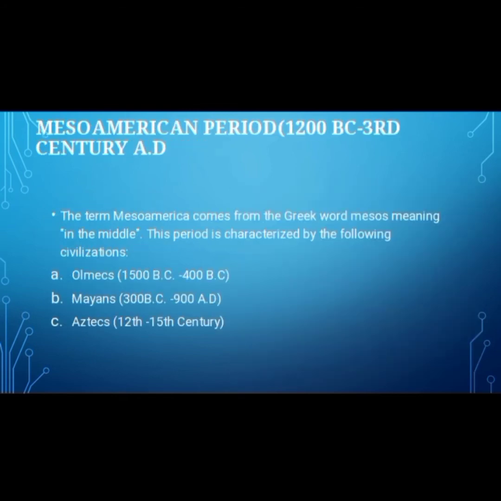The next topic is the Mesoamerican period, 1200 before Christ to the 3rd century Anno Domini, Year of the Lord. The term Mesoamerica comes from the Greek word mesos, meaning in the middle. This period is characterized by the following civilizations: the Olmecs, 1500 before Christ to 400 before Christ, the Mayans, 300 before Christ to 900 Anno Domini, and the Aztecs, 12th to 15th century.